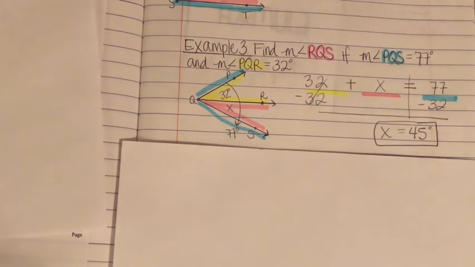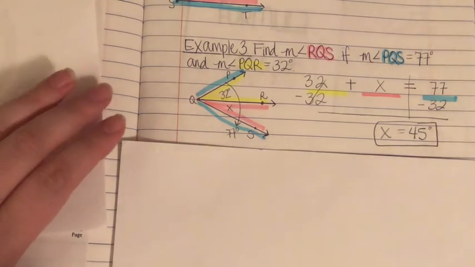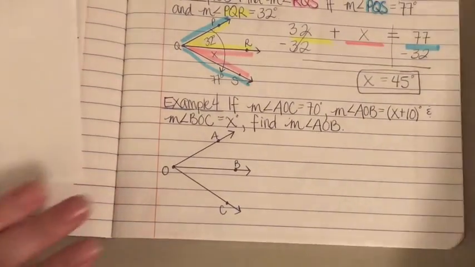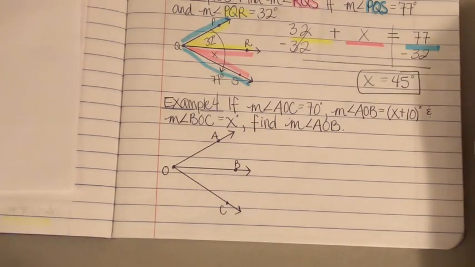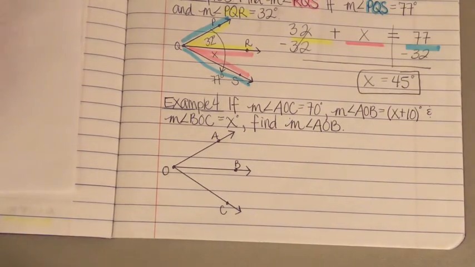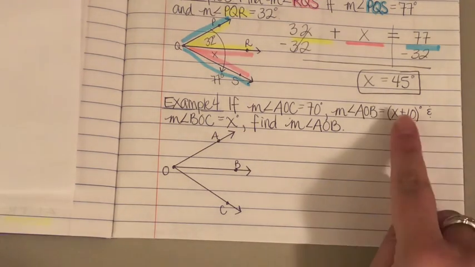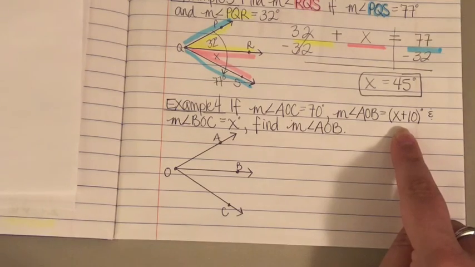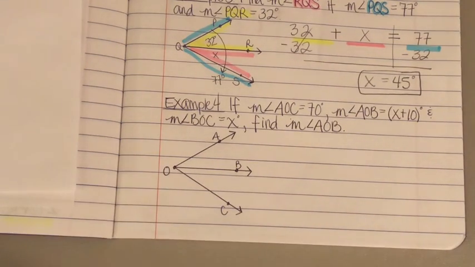How simple was that? The color is what's going to make the geometry come alive for you and make it more understandable. Okay, last one, let's add some algebra. Find, if the measure of angle AOC is 70 degrees, the measure of angle AOB is (x plus 10) degrees. Notice it's in parentheses to show you that it's not just 10 degrees, it's x plus, whatever x is, plus another 10. And the measure of BOC is x degrees. Find the measure of AOB.